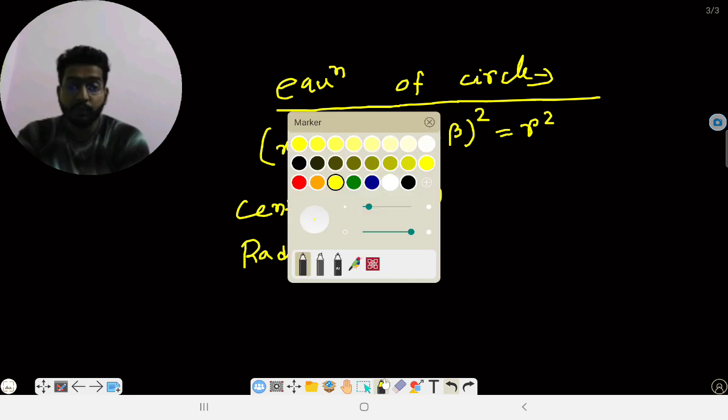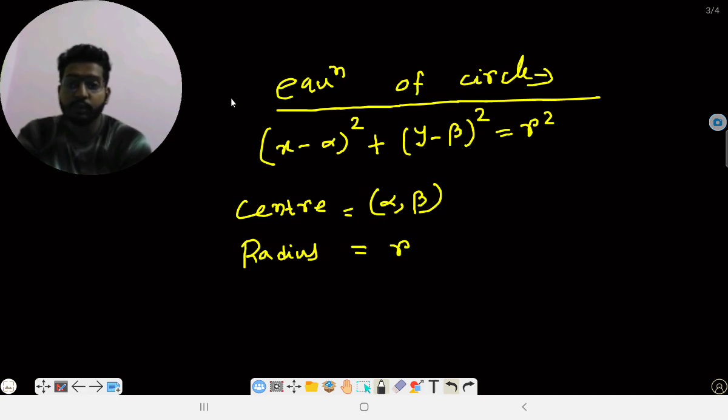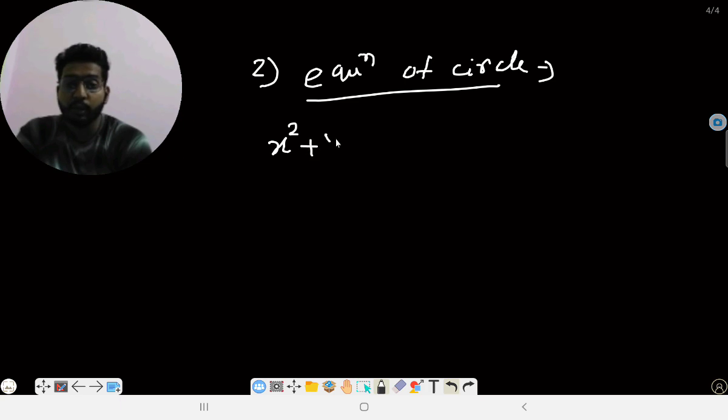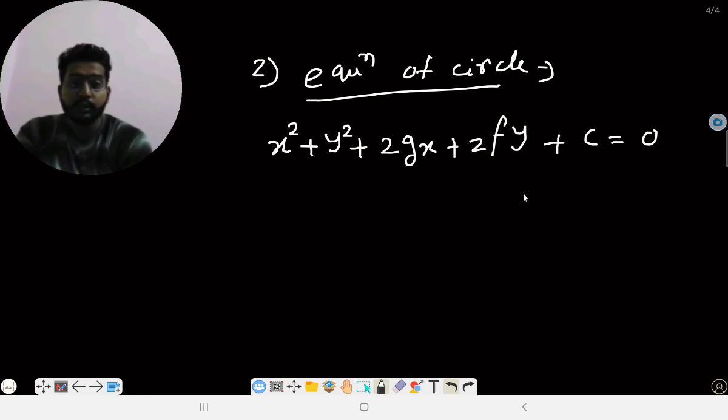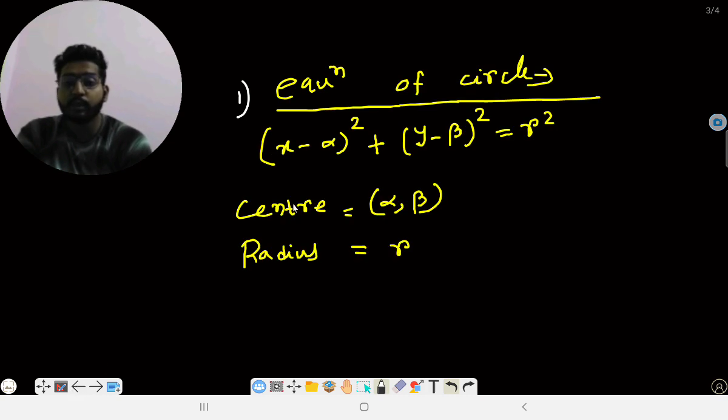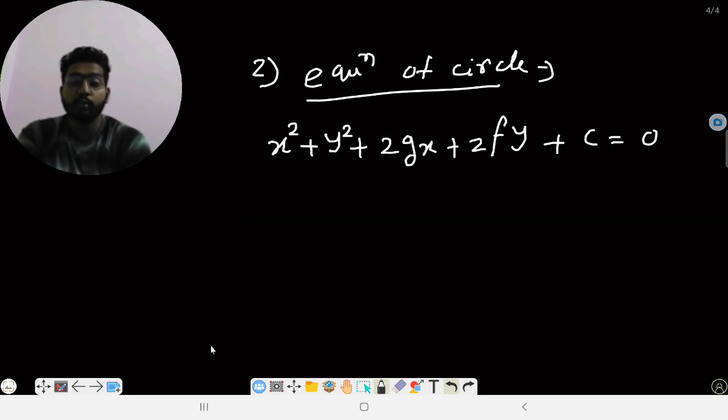Now next, there is another form of the equation of the circle. This is called the general equation of the circle. This is the second one. That was the first equation of the circle, and the equation of the circle can also be written like this. So what is the equation of the circle? The equation of the circle is x square plus y square plus 2gx plus 2fy plus c equals 0. Here it is the equation of the circle, and here also it is the equation of the circle.